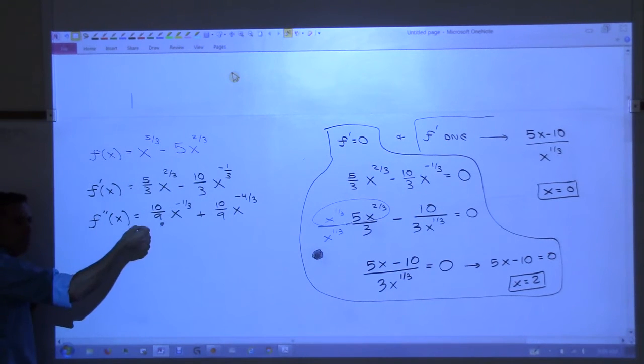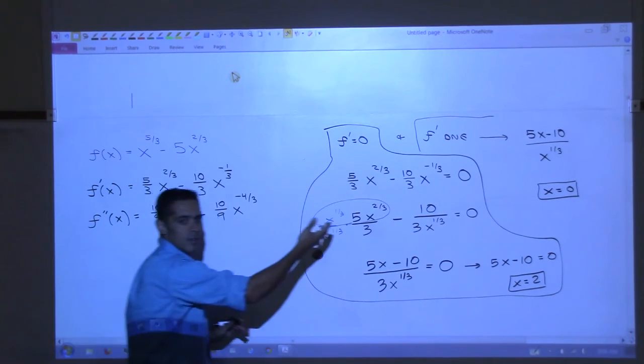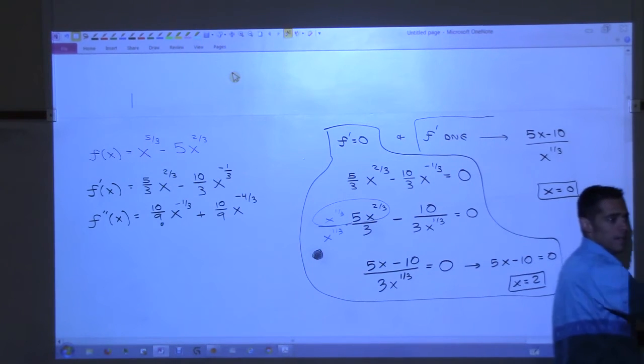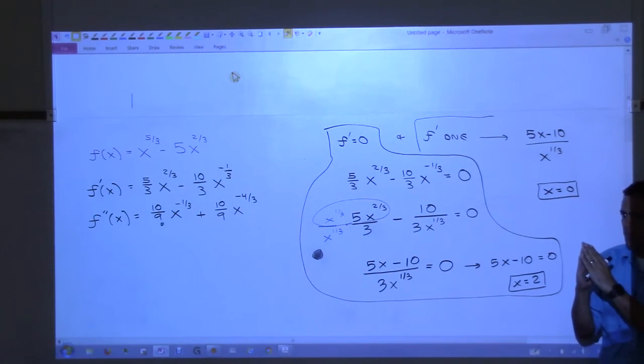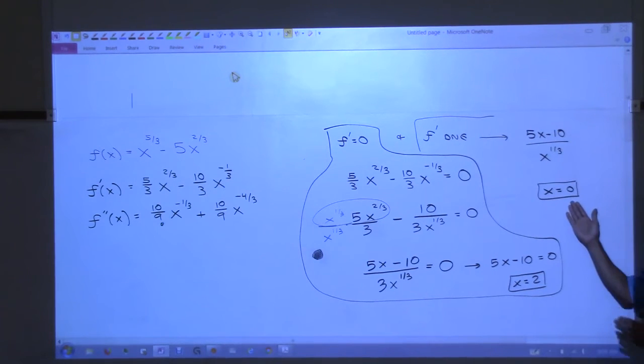You can plug it in and get an answer. But you cannot plug 0 into the derivative. It's undefined, which means we have a corner or a cusp there. We have something happening to the function. All right, so this is a second critical number. With me? Okay, questions? No?